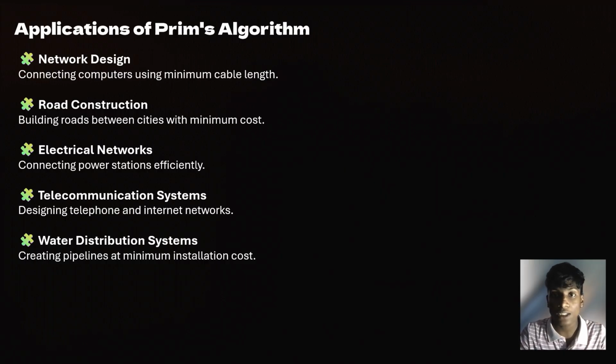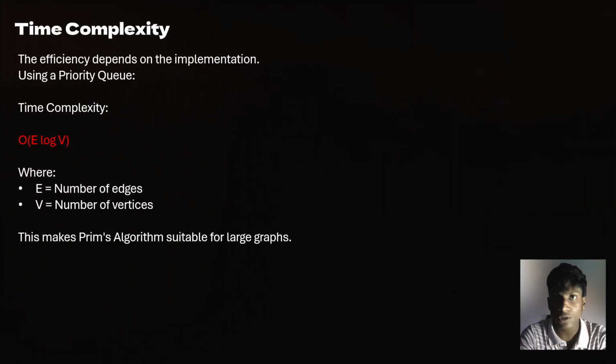And it is used in telecommunication systems, for example, designing telephone and internet networks efficiently. And finally, it is used in water distribution systems, and it helps create pipelines with a minimum installation cost. So overall, Prim's algorithm is widely used in many real-world systems where we need to connect points with a minimum cost.